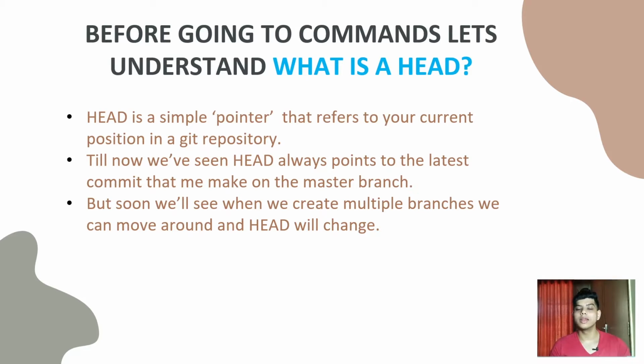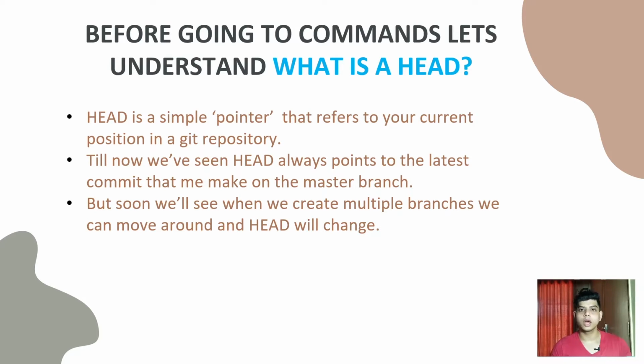Now in the upcoming videos, we'll also be seeing how to revert back to the previous version and make some changes, and at that point of time you would need the understanding of head in order to understand how Git is working under the hood. So let's understand what a head is. Head, you can consider it as a simple pointer or a place that is referring to your current position in the Git repository. As we have seen, we have multiple branches, multiple things. So this head will tell us where you are currently at.